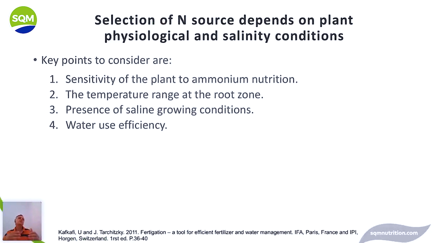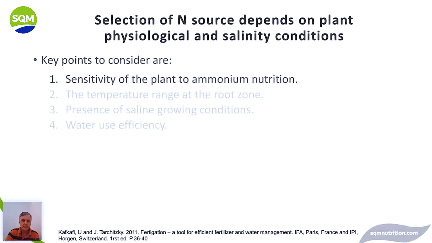So what's the difference? When you think of a nitrogen source, we need to think of some points, like sensitivity of the plant to ammonium nutrition, temperature range at the root zone, presence of saline growing conditions, water use efficiency. So let's go one by one through these points, because the balance between ammonium and nitrate has an impact on all these points. Now let's start with the sensitivity of the plant to ammonium nutrition.